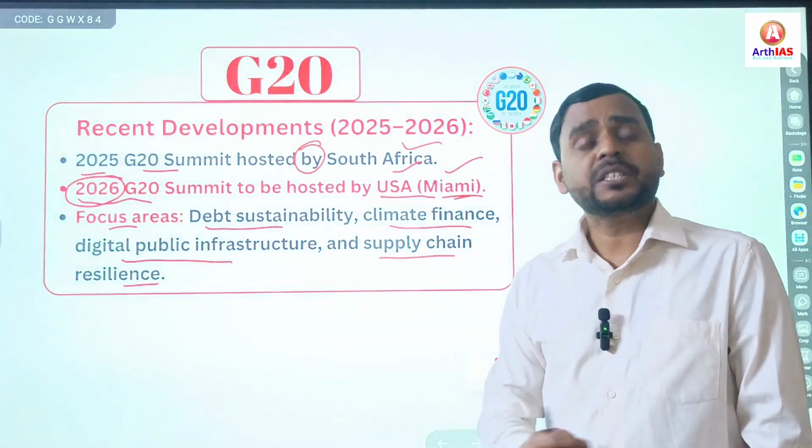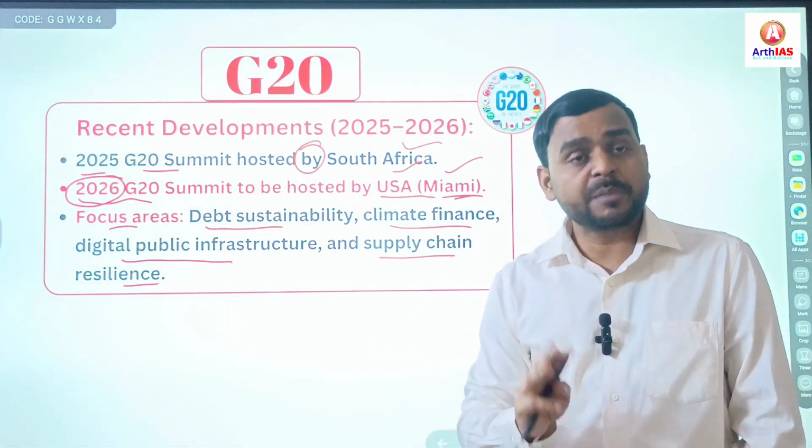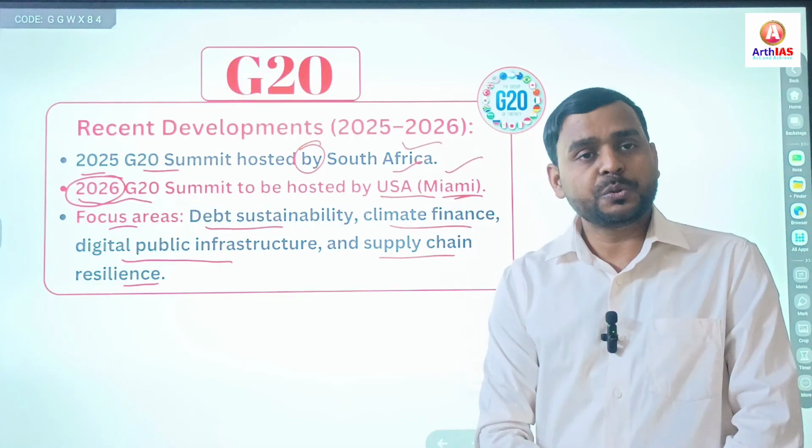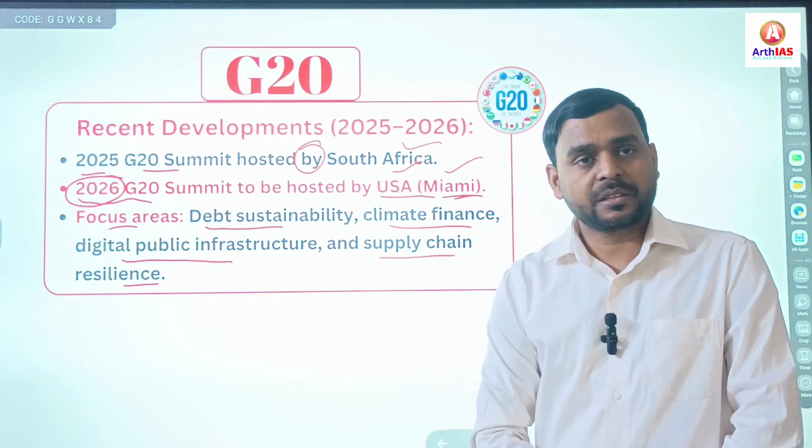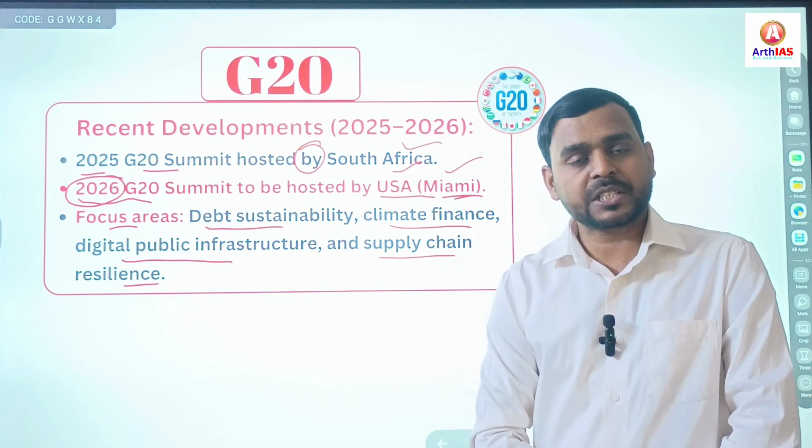So in this video lecture, we have discussed three important international groups: I2U2, G7, and G20. We will continue this series in the next lecture. Thank you.